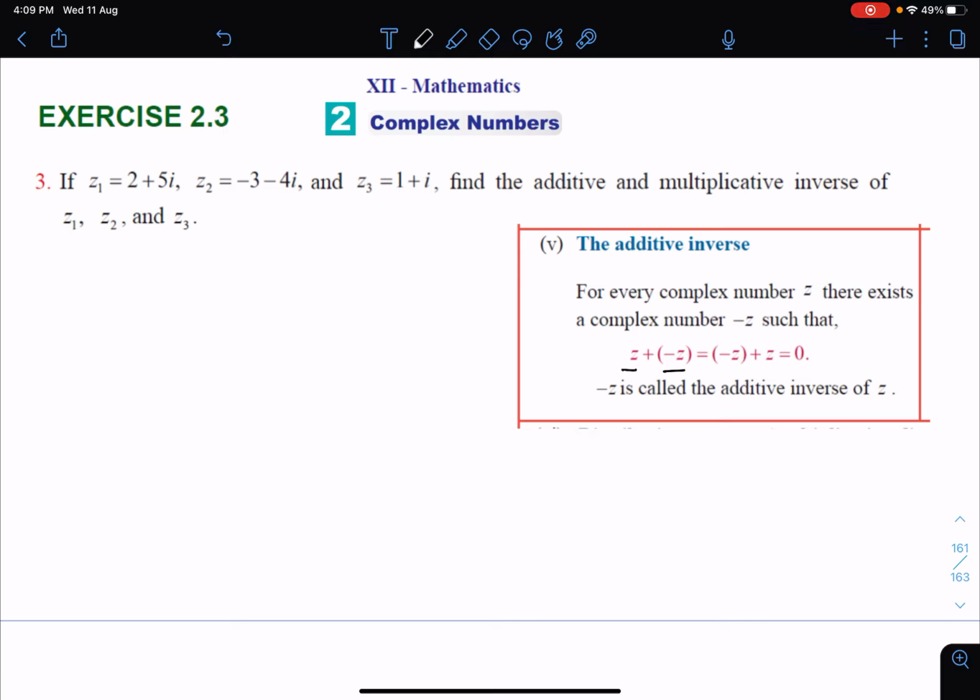Today in exercise 2.3 we are going to see sum number 3. They have given 3 complex numbers and they have asked us to find the additive and the multiplicative inverse of Z1, Z2 and Z3. So I have given the definition of additive inverse here.